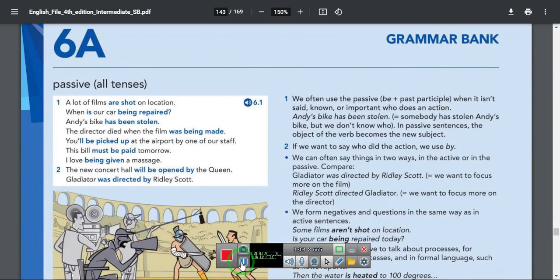6a, passive all tenses. Let's listen to the sentences.